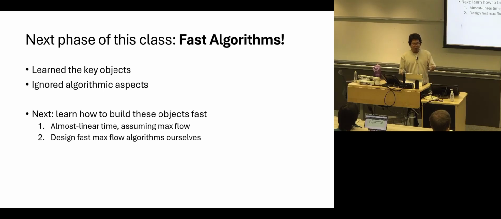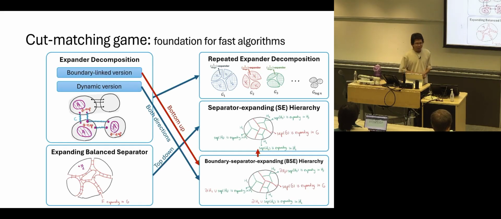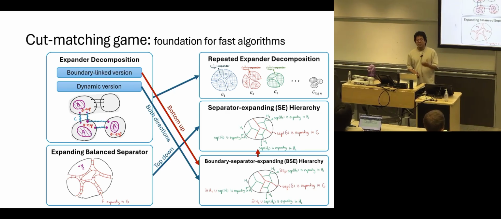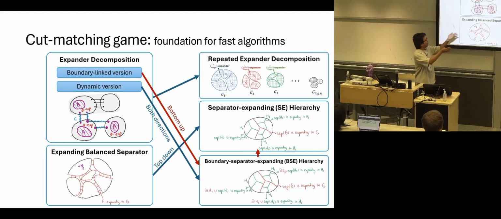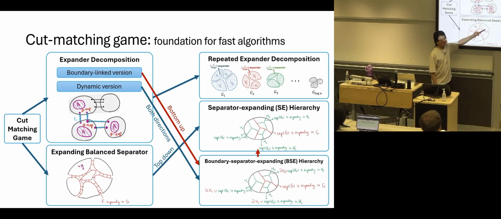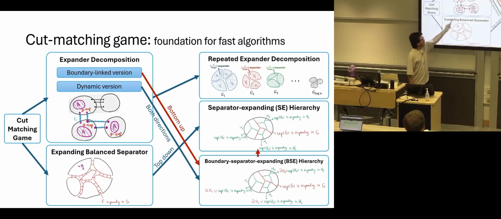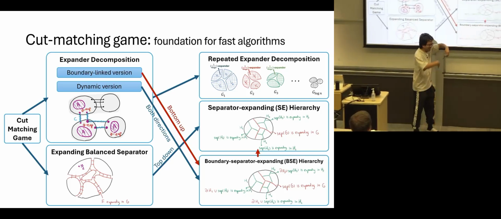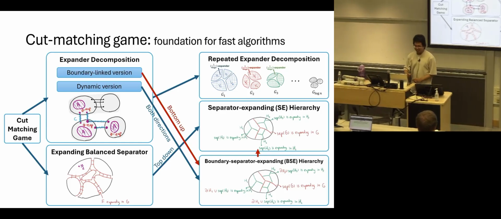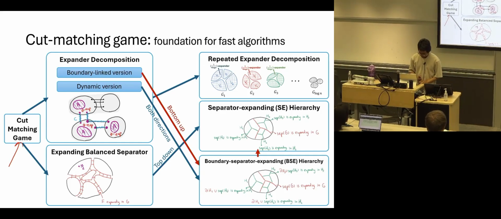So to get to fast algorithms, we're going to learn first about the cut matching game. Cut matching game is the foundation of how to make all this fast. It's basically the framework to compute this thing fast, and once you compute this fast, you can use it in the applications later. Okay? So that's what we're going to learn today.